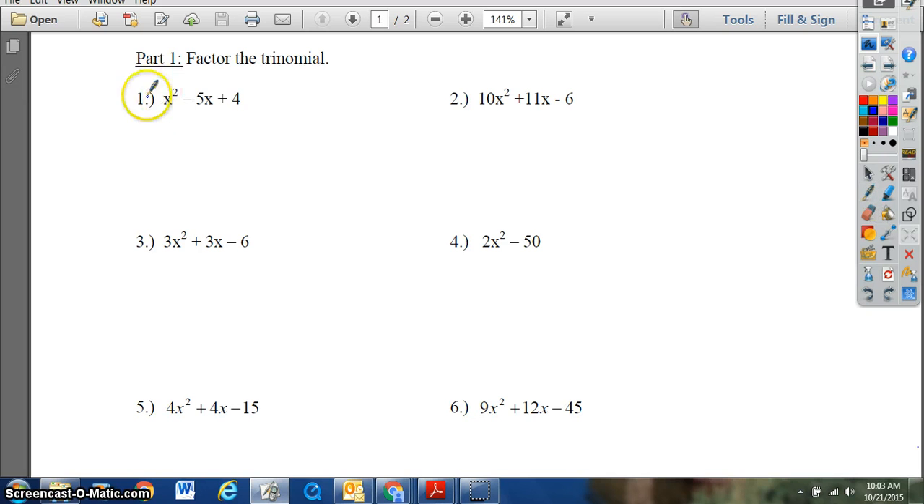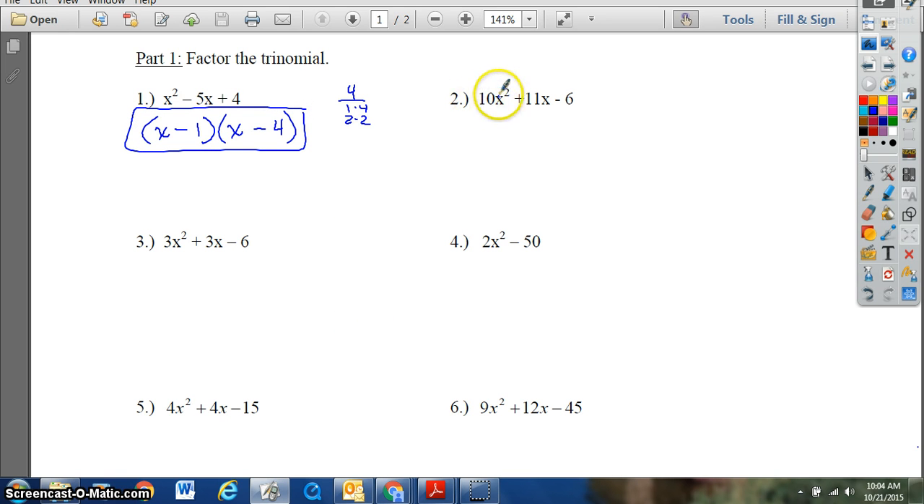But since your leading coefficient is 1, you can go right into Charlie Brown and just say this is x and x, minus minus, and numbers that multiply to be 4 are 1 and 4 and 2 and 2. Which two add up to 5? 1 and 4. That would be fine as is.